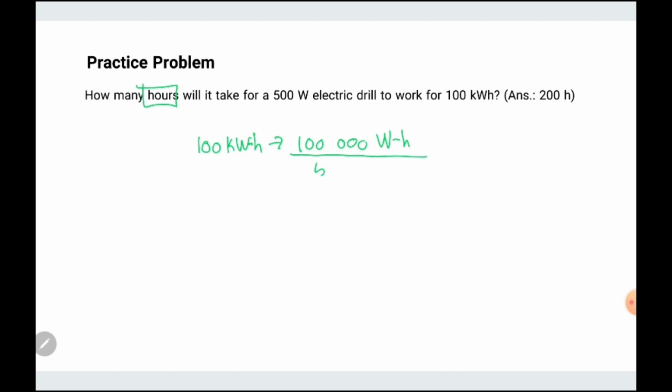But if we divide this by 500 watts, we can cancel the watts and we are left with hours, which is the unit that we wanted in the first place. So doing the division, what we will have is 200 hours. Okay?